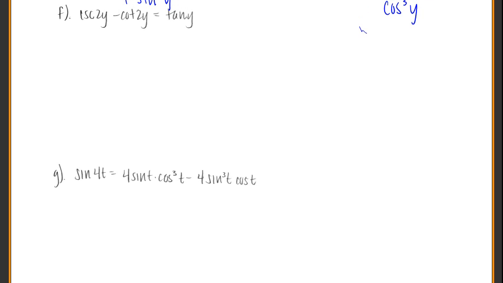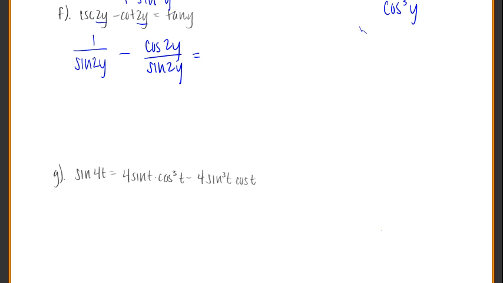Okay, F. We're going to replace two of these, cosecant 2y and then cotangent 2y. I don't know cosecant, but I know it's 1 over sine of 2y. And I know cotangent is cosine of 2y over sine of 2y.